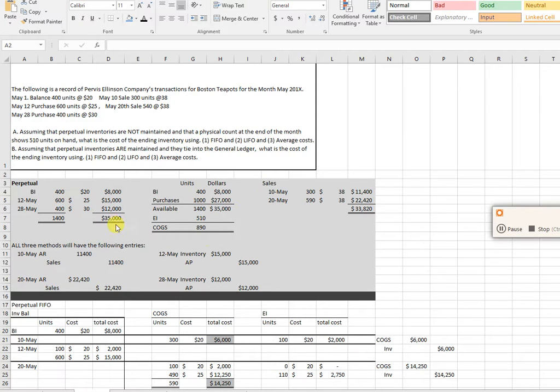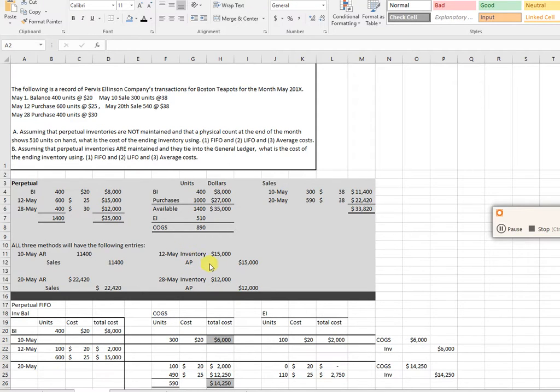So again, I just left this from the last problem, mainly because you're going to have the same entries for accounts receivable sales. I don't care which method I use. I sold them for $38 each, so I have $11,400 and $22,420. And so I will have the accounts receivable sales, and I will have the purchases of $15,012. So debit inventory, credit accounts payable.